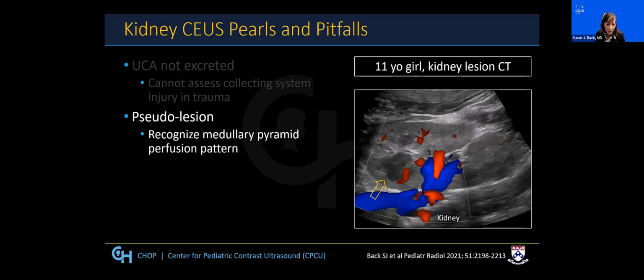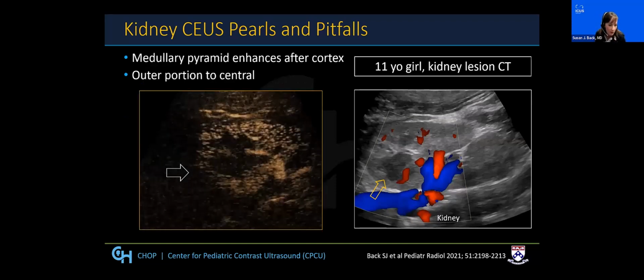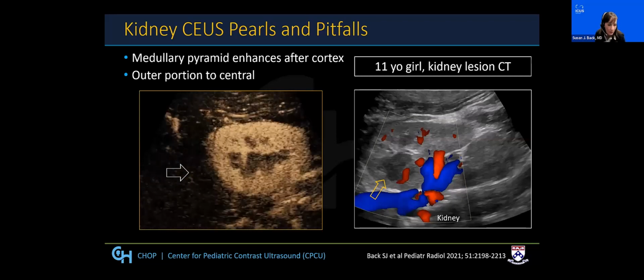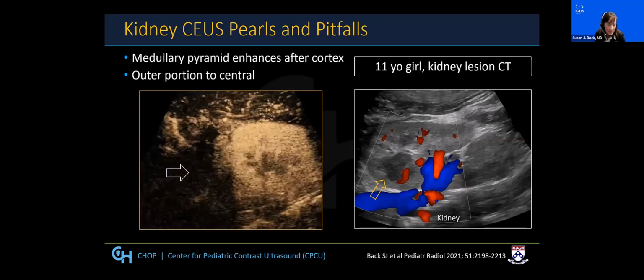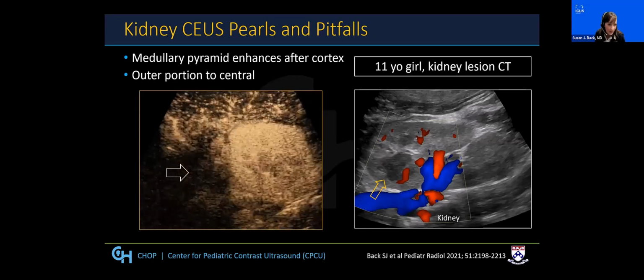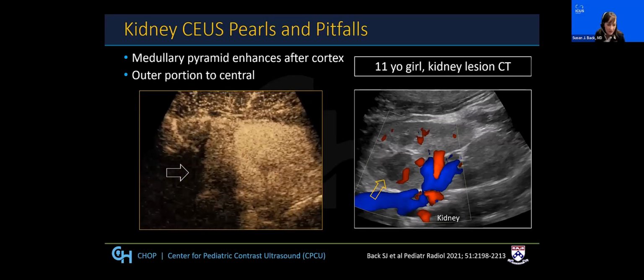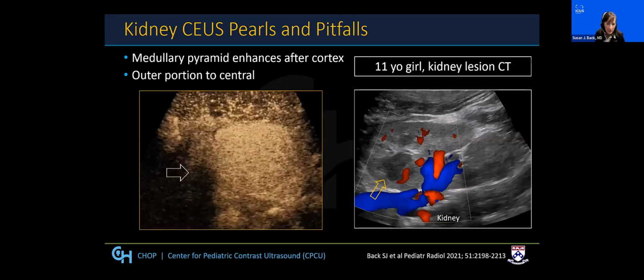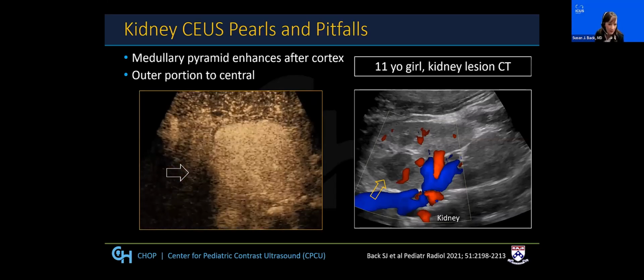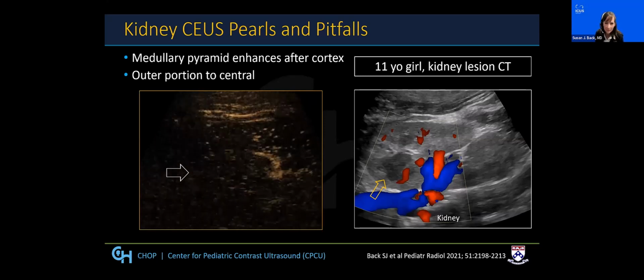When you have knowledge about how an organ should enhance, it can also help you delineate pseudolesions. So in the kidney, this 11-year-old girl was referred because she had a hypoattenuating lesion on CT. When we brought her to ultrasound, this region had a similar echotexture to the adjacent medullary pyramid. But being able to then inject with contrast, we could prove our hypothesis that this was a medullary pyramid, because we see the cortex enhance, followed by the medullary pyramid, which enhances from an outer to central portion. It has a period of sustained enhancement and gradual washout. And so we felt more confident diagnosing this as a pseudolesion than we did on CT.